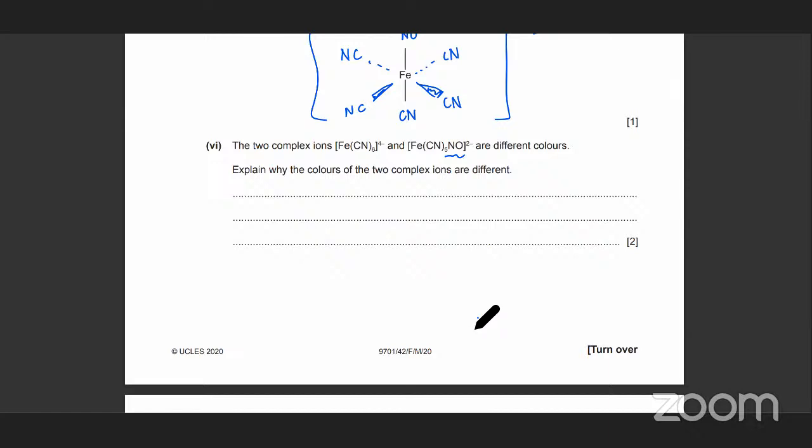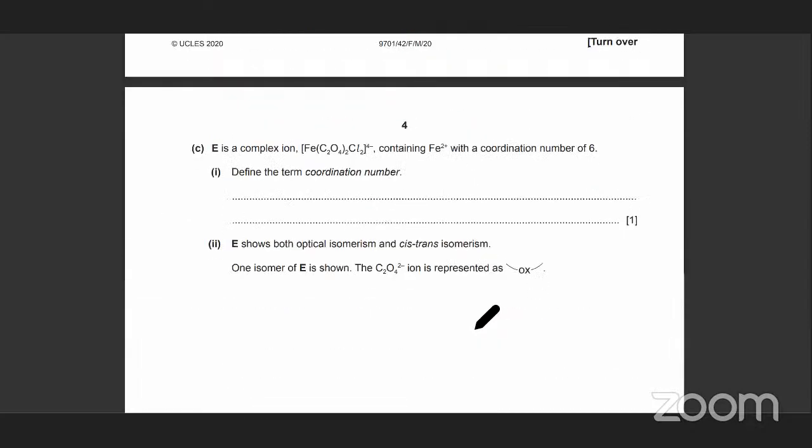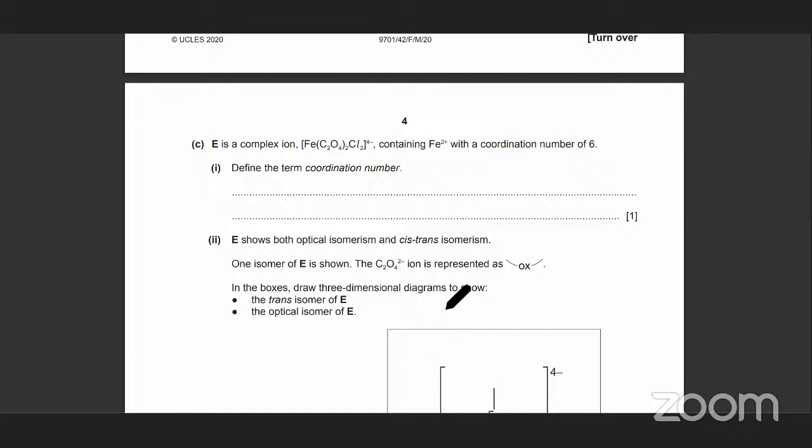absorbed. You clear? Saqib, is this clear? Yes, sir. Clear, sir. As a coordination number, it's a number of dative bonds that are formed in a metal complex with a central metal ion.